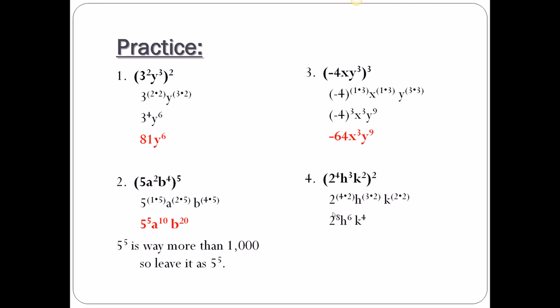And do you believe 2 to the 8th is less than 1,000? It is. Good, that's the correct answer. It is less than 1,000. And it's 256, H to the 6th, K to the 4th.